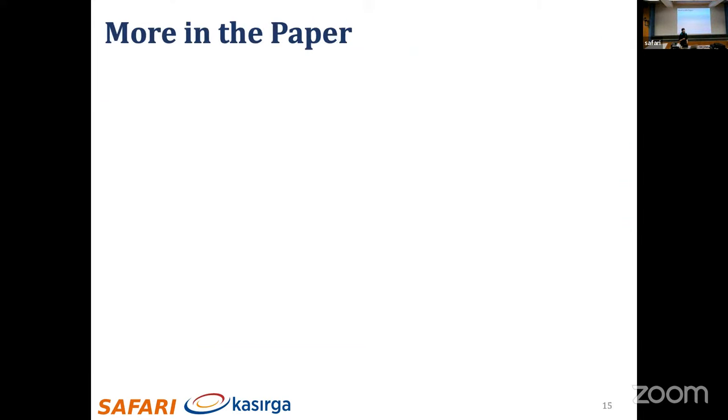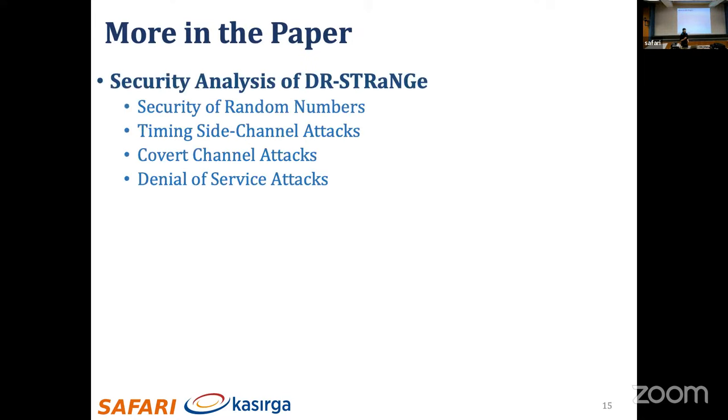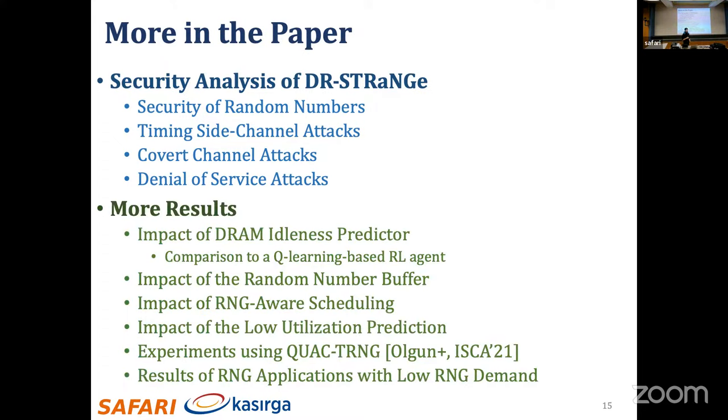We have more analysis in our paper. We discuss the security of Dr. Strange and show that our random numbers are secure. We also discuss timing side channel attacks, covert channel attacks, and denial of service attacks, and ways to mitigate those. And we have many more results, including the impact of each component, comparisons with other memory request schedulers, and also a second reinforcement learning-based DRAM latency predictor. If you're interested in that, I invite you to read the paper.